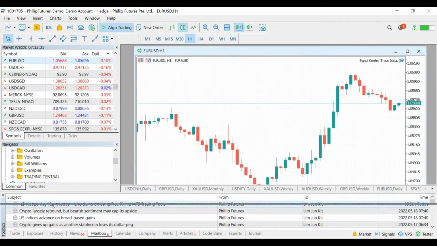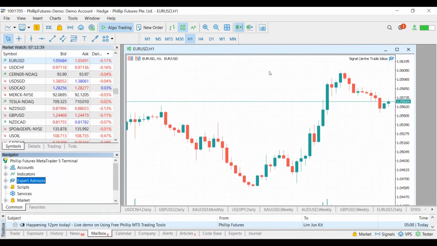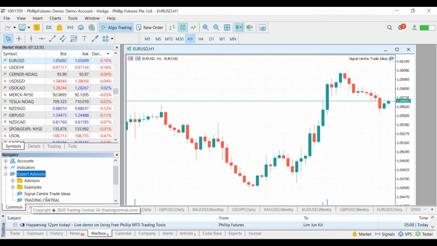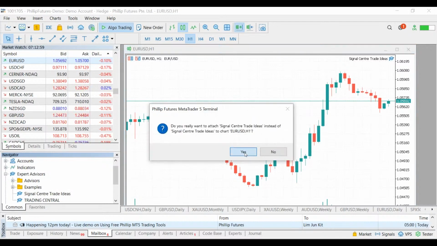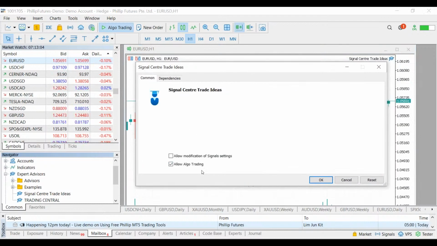Okay, this is the MT5 platform. You can look at the trading tools, the plugins that you have downloaded, by going under your navigator panel here on the left side. Go to Expert Advisor and expand it. Then you will see both the tools, Signal Center Trade Ideas and Trading Central. For now, I'm just going to demonstrate Signal Center Trade Ideas first. Double click on it, press OK, and in this portion you would like to allow algo trading right here.